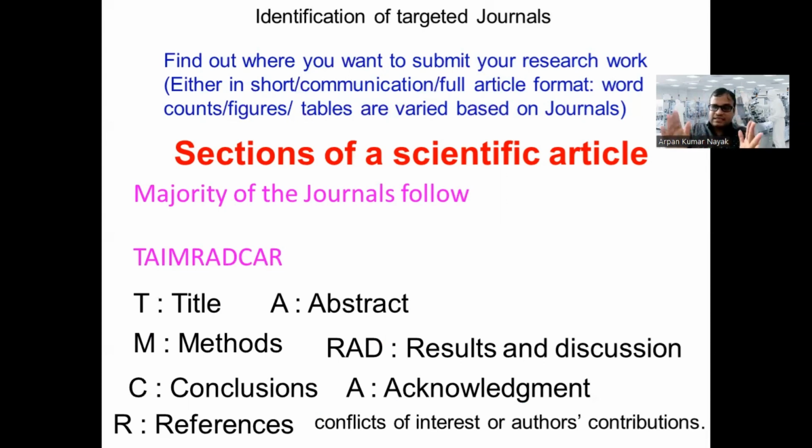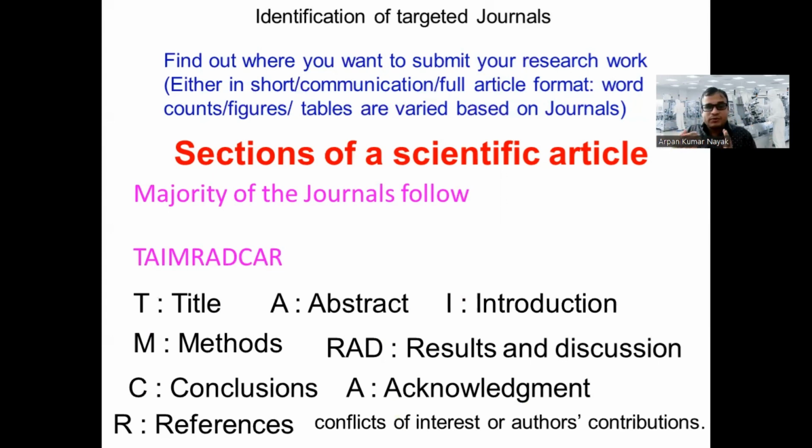So what are the sections? Title, then abstract, then introduction, then methods or methodology, then result and discussion, then conclusion, acknowledgement, then conflict of interest or author's contribution you can give, then references. So all these are the sections of the scientific research article.